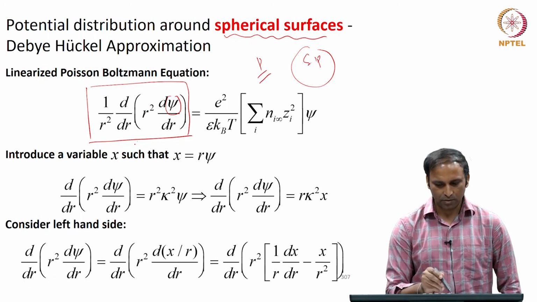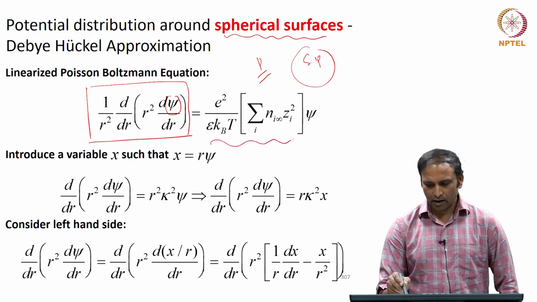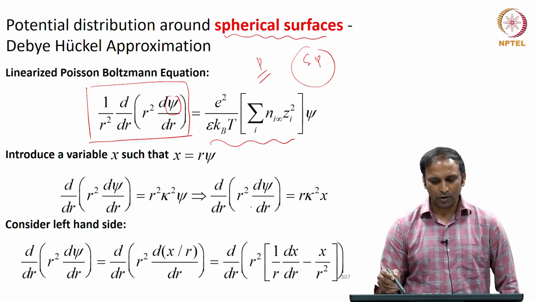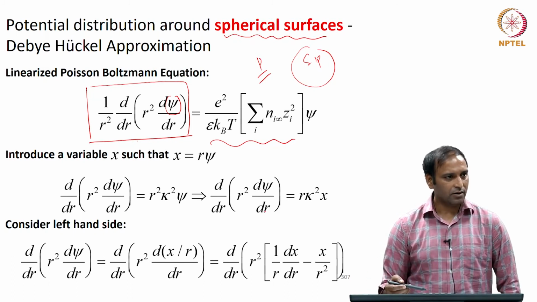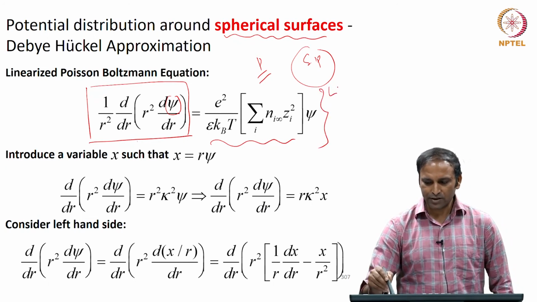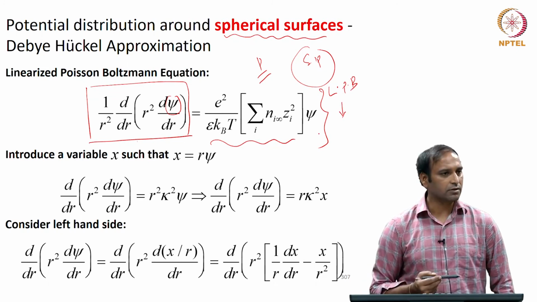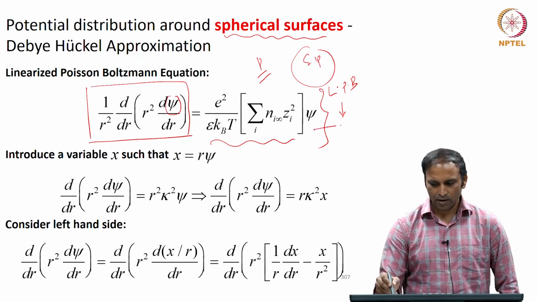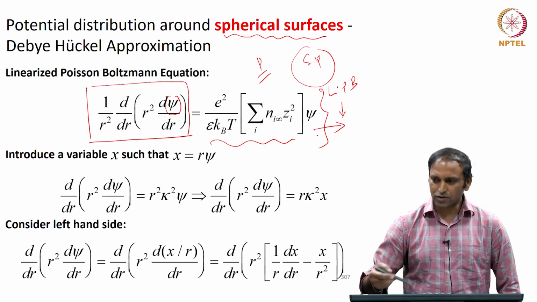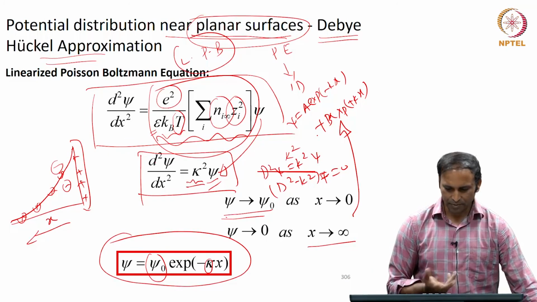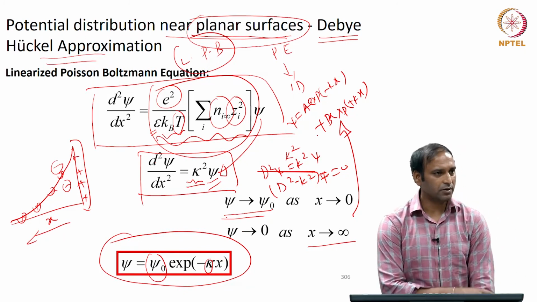And again, on the right hand side, I am going to linearize it. Therefore, I essentially end up with a linearized Poisson-Boltzmann equation in the spherical coordinate system. That is going to be the starting point, and I can of course solve this as well. It is a fairly simple derivation, so you should be able to work it out.